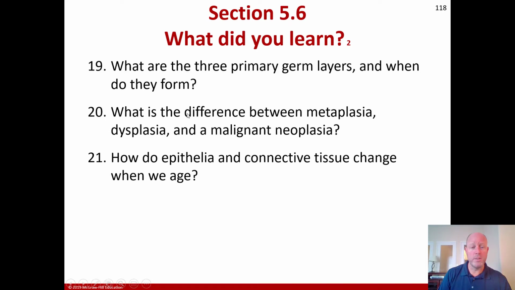So, what are the three primary germ layers? When do they form? You should be able to answer. What's the difference between metaplasia, dysplasia, and malignant neoplasia? And how do epithelia and connective tissue change when we age? And that's chapter 5 on tissue organization.